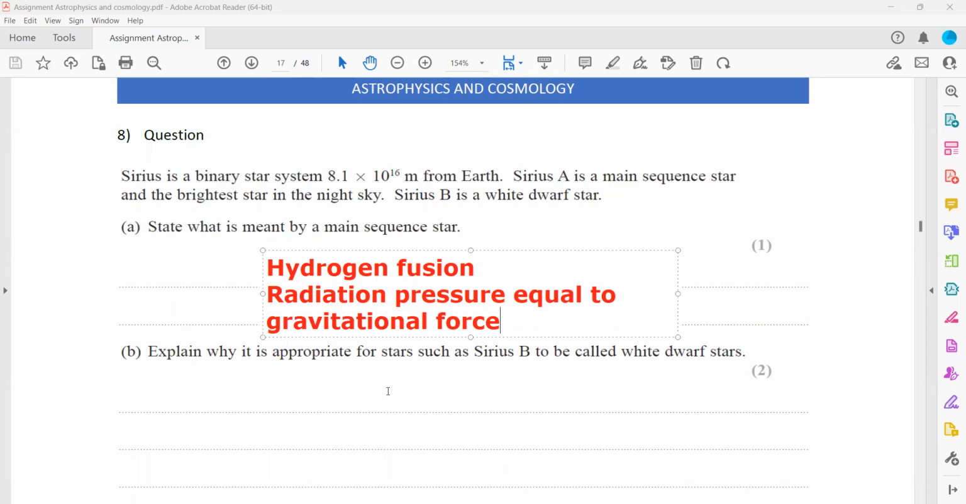Explain why it is appropriate for stars such as Sirius B to be called a white dwarf star. So why can we say it's a white dwarf? White dwarf here refers to stars which are usually smaller in size and have a high temperature. So what are the characteristics of a white dwarf? They have a small size and high temperature. That's why we call them white dwarfs.